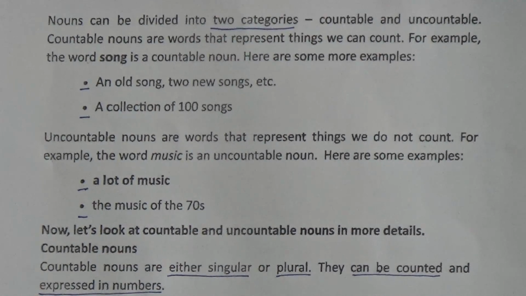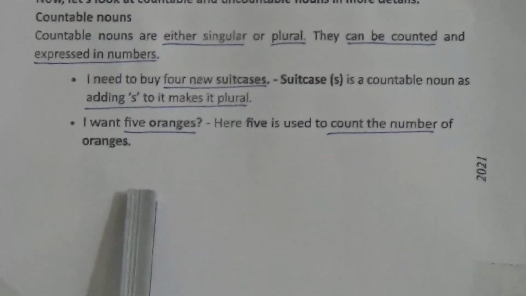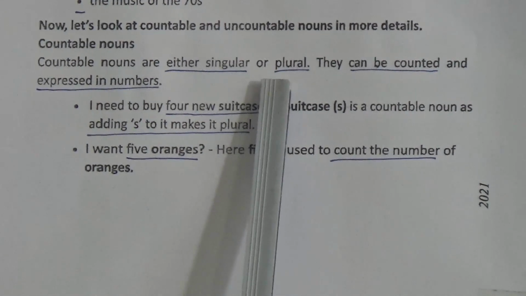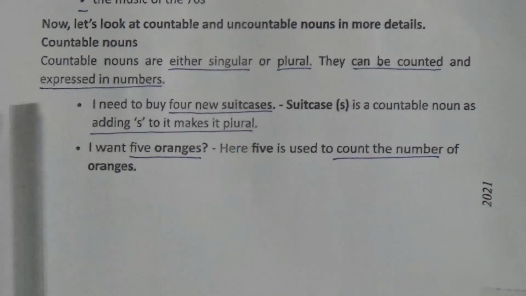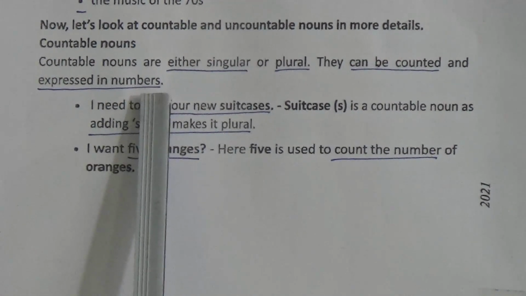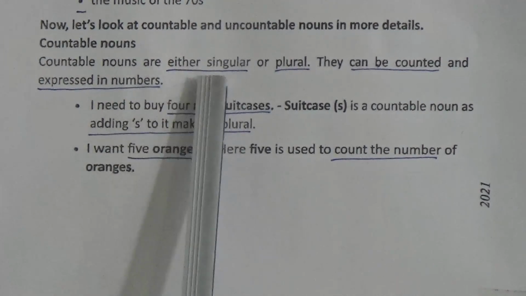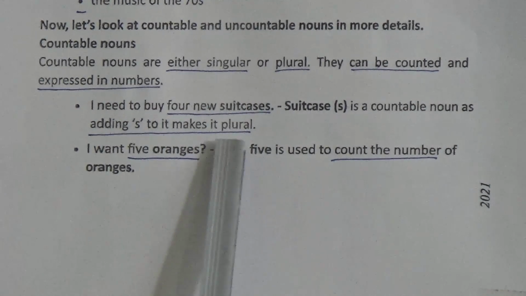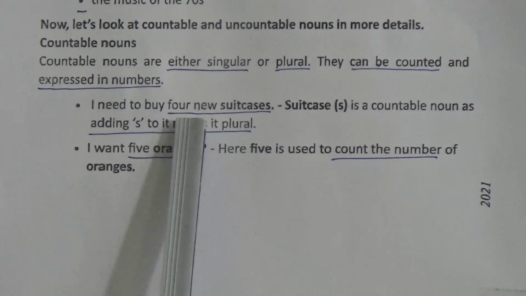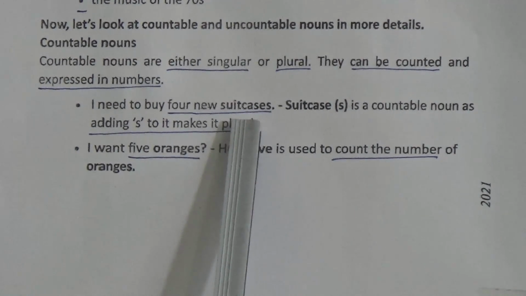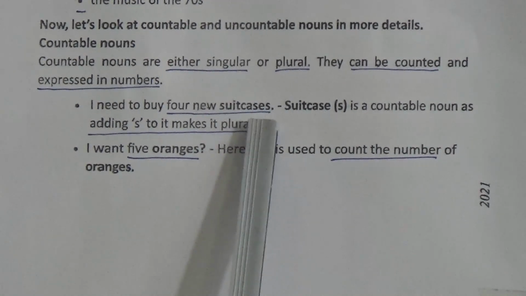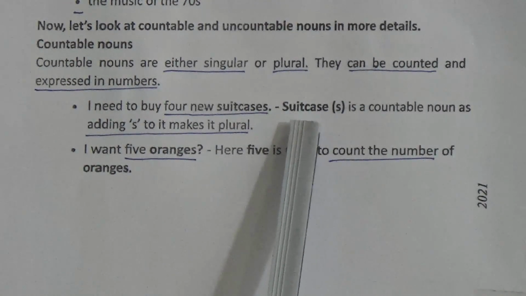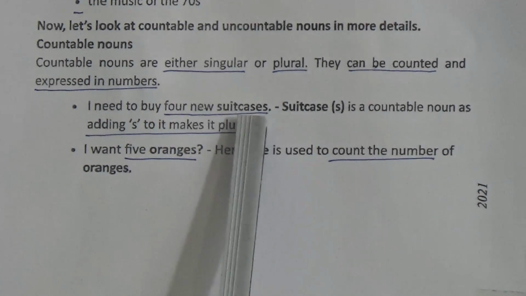Now let's look at countable and uncountable nouns in more detail. Countable nouns are either singular or plural. They can be counted and expressed in numbers. Let's see the examples. I need to buy 4 new suitcases. The word suitcase is made plural here. Suitcase is singular, and when we add s to it, it becomes plural.